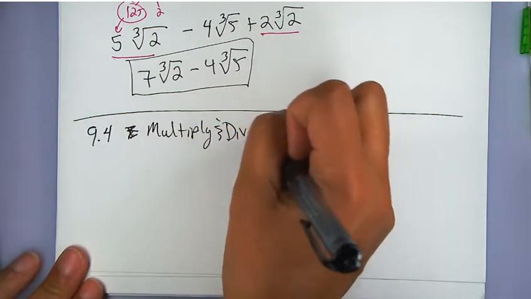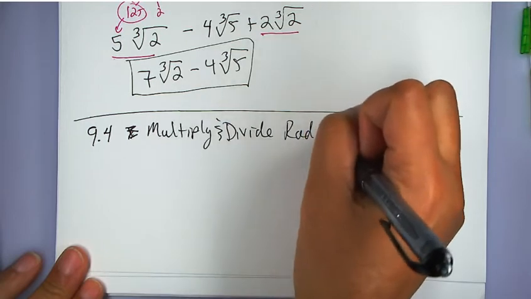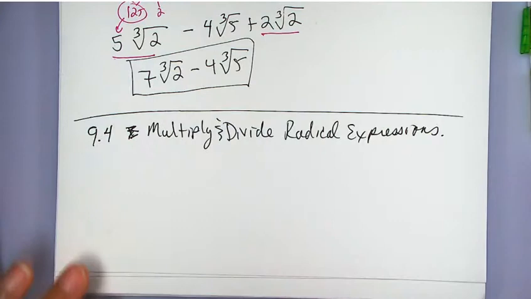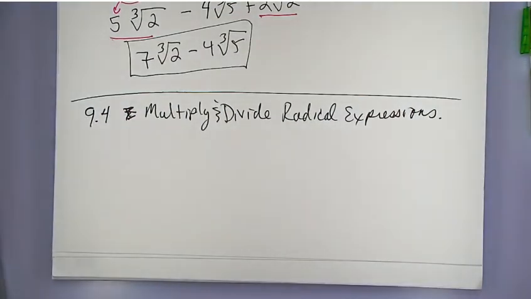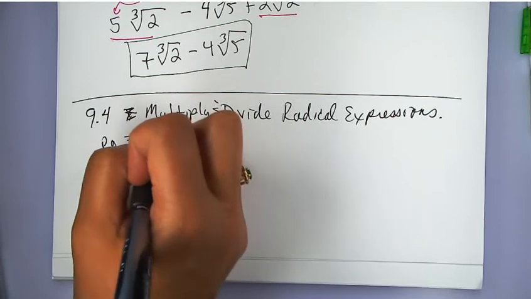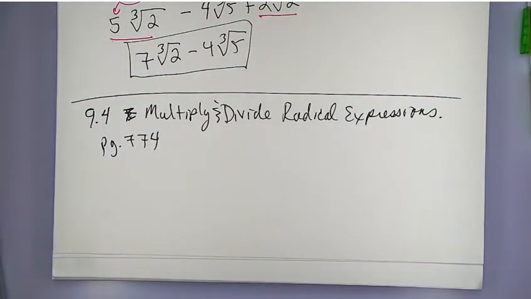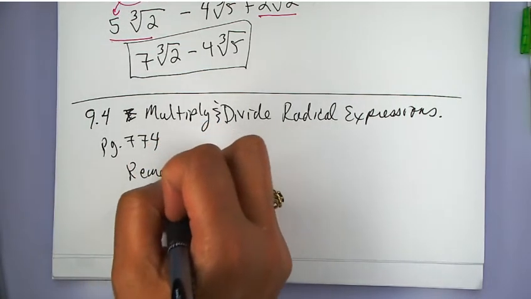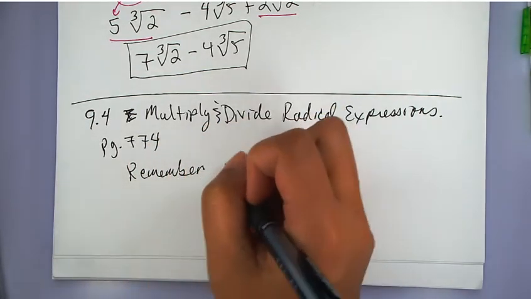That says the nth root of a times the nth root of b is equal to the nth root of a times b. And our quotient rule says the nth root of a divided by the nth root of b is equal to the nth root of a divided by b. Notice that the indexes have to be the same. You can't get busy and do a square root times a cube root. That doesn't work. The indexes have to be the same.